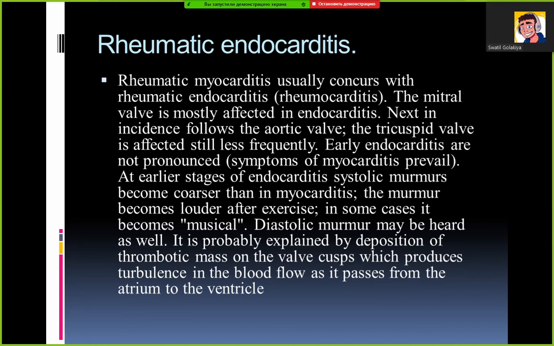The mitral valve is mostly affected in endocarditis. Next in incidence follows the aortic valve. The tricuspid valve is affected still less frequently. Early signs of endocarditis are not pronounced. Symptoms of myocarditis prevail. At early stages of endocarditis, systolic murmurs become coarser than in myocarditis.